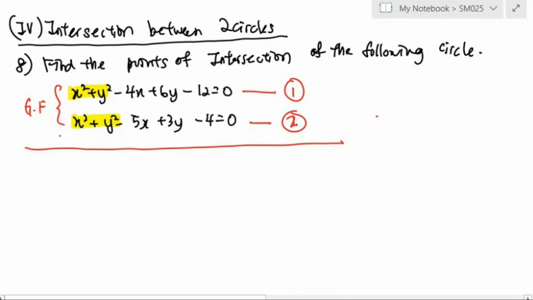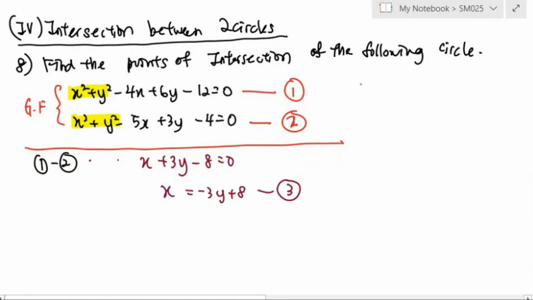Equations 1 and 2, we take 1 minus 2. When I take 1 minus 2, the x squared and y squared eliminate, no more. Negative, negative, positive, then I'm leaving an x here. This one minus, leaving 3y. This one minus, leaving negative 8 equals to 0. Okay, so we have another equation. So we have two circles.